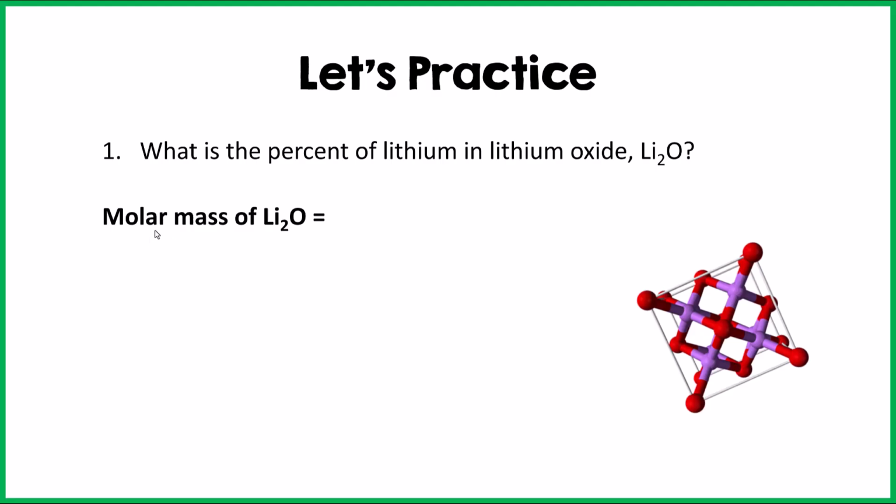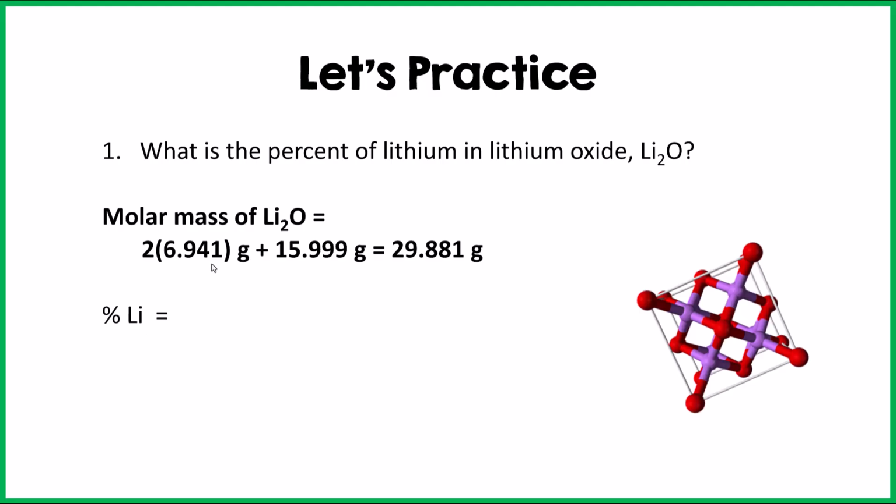So our first step here is to find the molar mass of the whole molecule, the whole compound. We do that by finding the mass of lithium times 2, since there are 2 atoms of lithium, and the mass of oxygen. We add all of that together, and that gives us the molar mass of the whole compound. So the molar mass of lithium oxide is 29.881. That's our total.